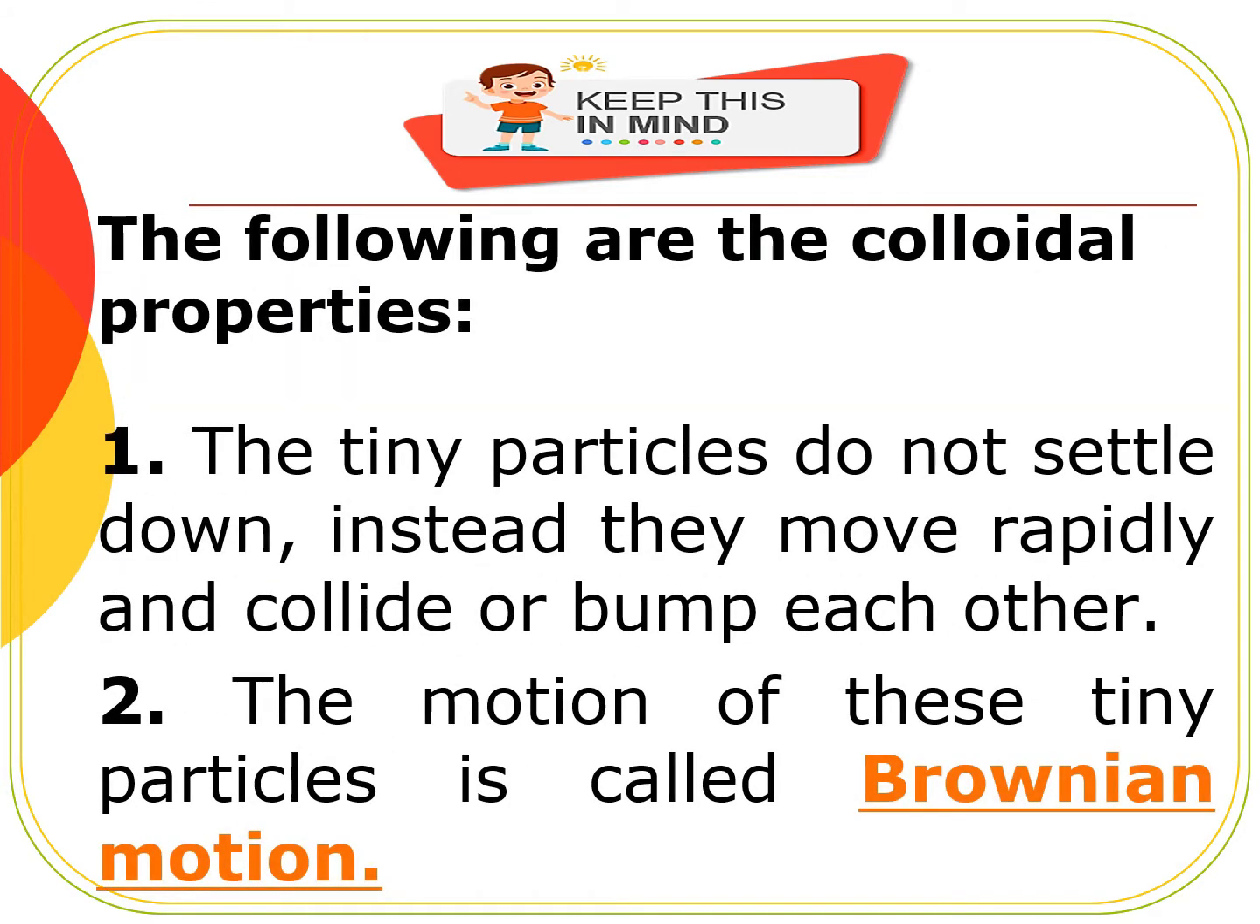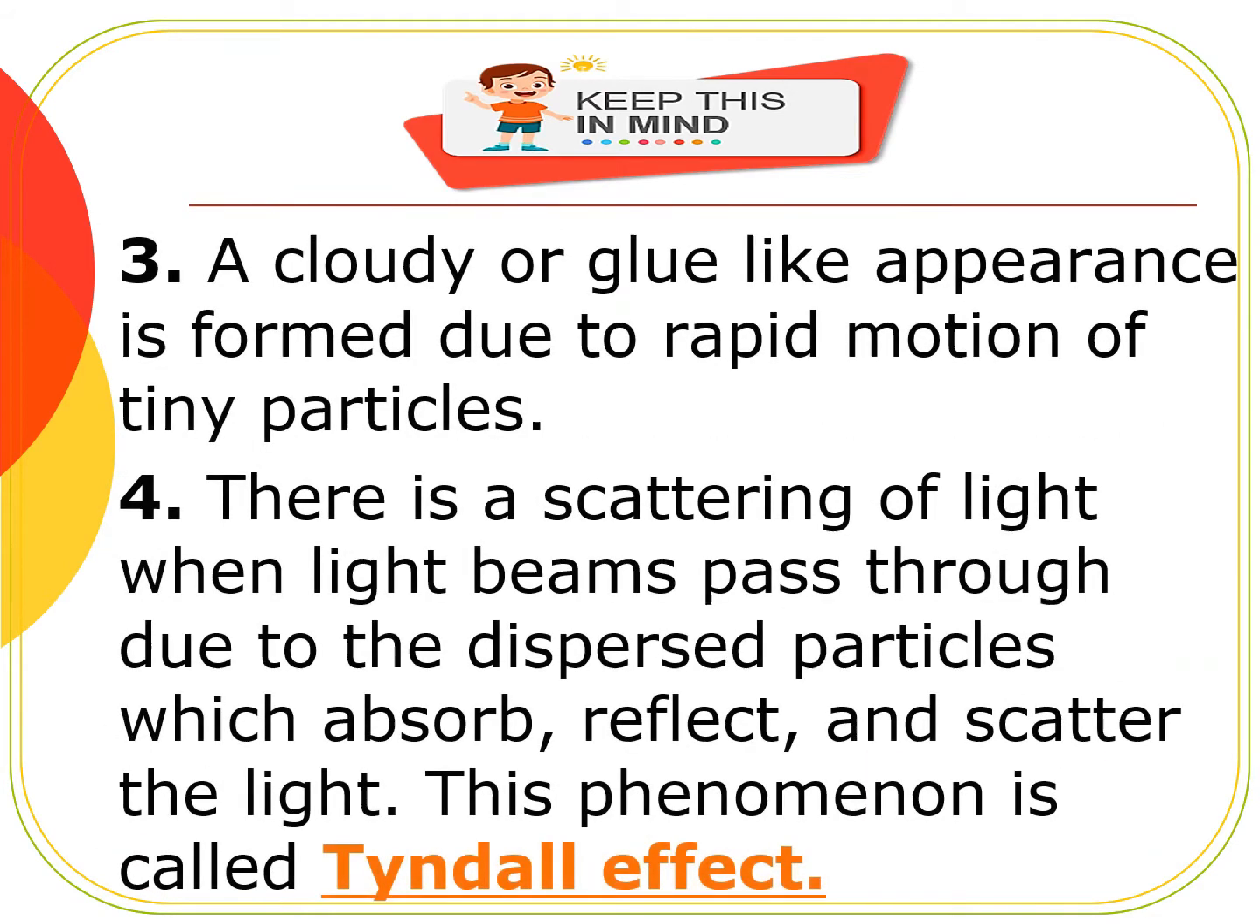The following are the colloidal properties. Number 1. The tiny particles do not settle down. Instead, they move rapidly and collide or bump each other. Number 2. The motion of these tiny particles is called Brownian motion. Number 3. A cloudy or glue-like appearance is formed due to rapid motion of tiny particles.